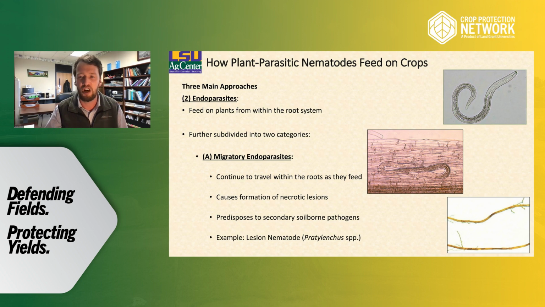So that's what we see in the top right here. That's a lesion nematode. In the middle photograph, we are seeing a lesion nematode that's embedded into the root tissue and migrating around as it feeds. And bottom right, we're seeing some necrotic root tissue as a result of the nematode feeding.